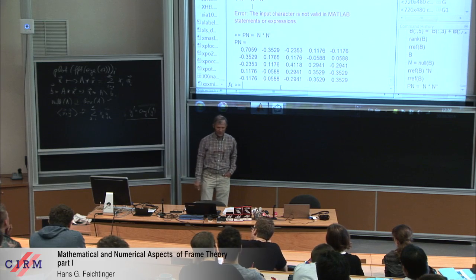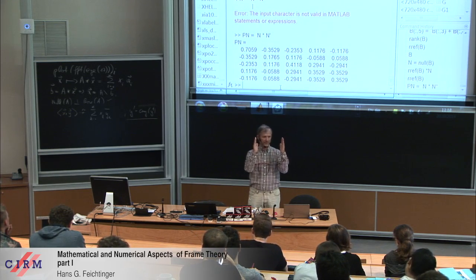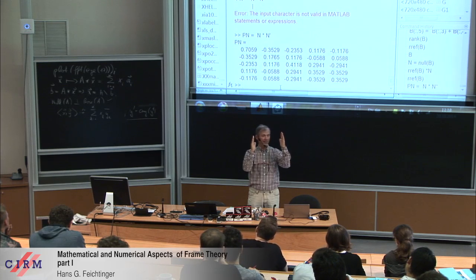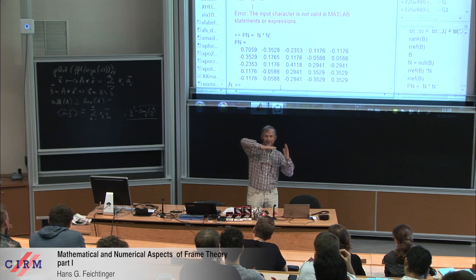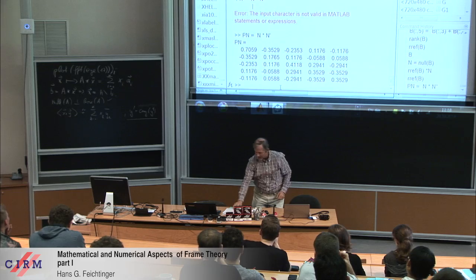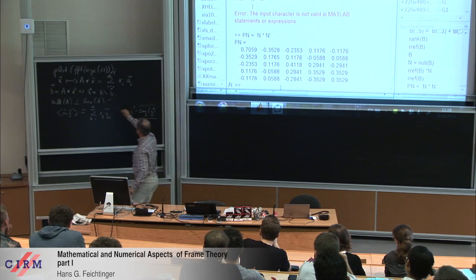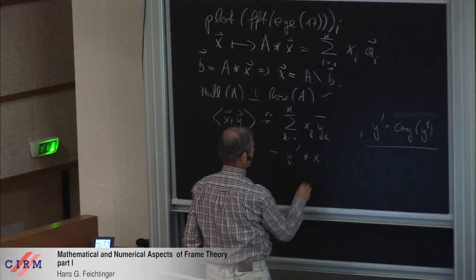So if somebody is giving you two vectors, y and x, how do you get the scalar product? Well, you turn one into a row vector, that's the y. And then in MATLAB you can realize it as y prime times x.